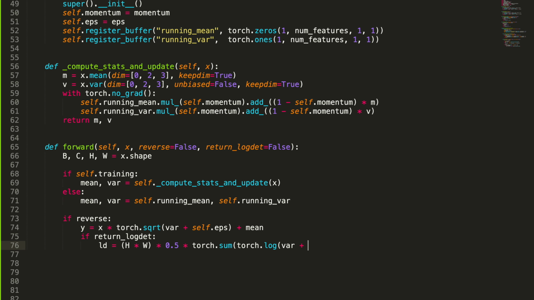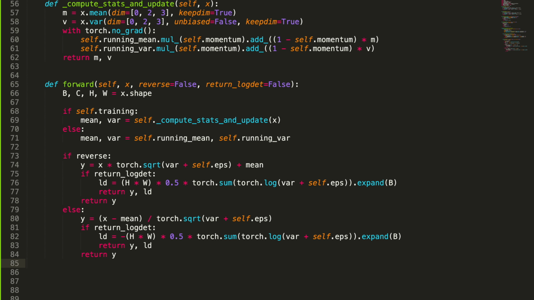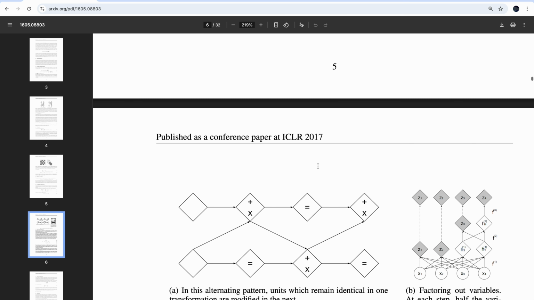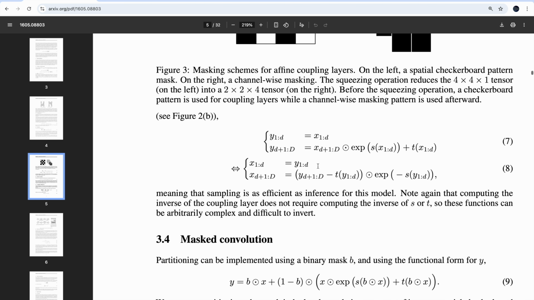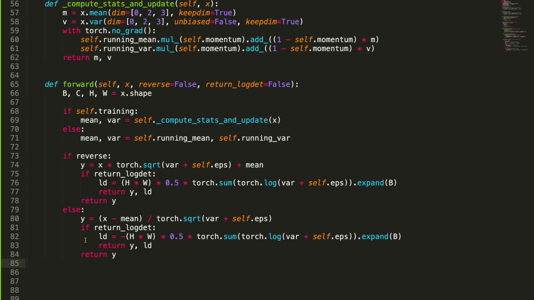If we are running in the reverse direction, basically with normalizing flows, all the operations can be inverted. So you can go from X to Y, but also from Y to X. So basically here, either we go in one direction or in the other. We implement both directions. Or if needed, we also return the log determinant, which is useful for training.